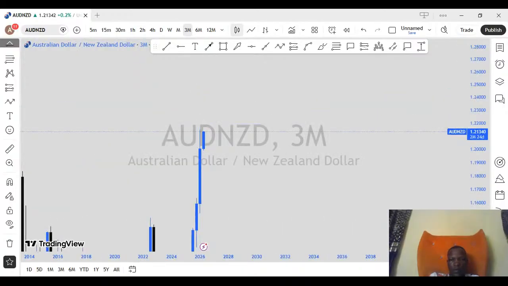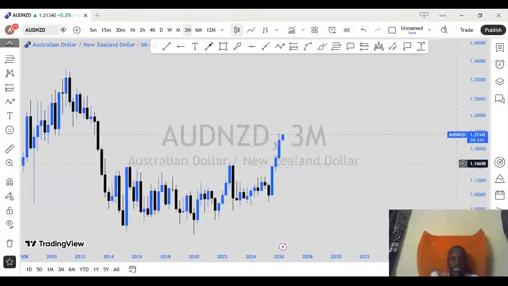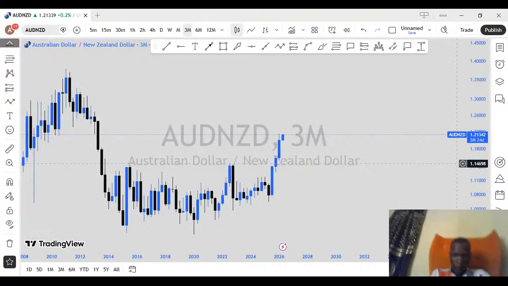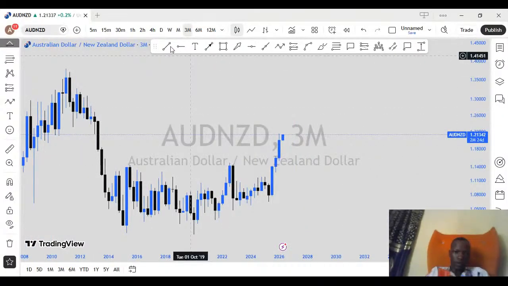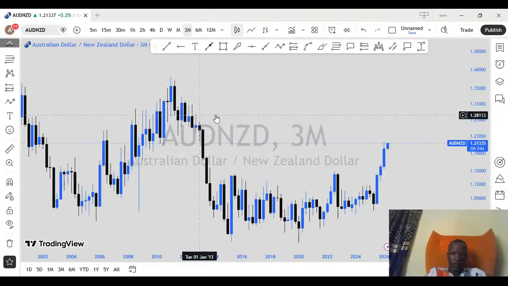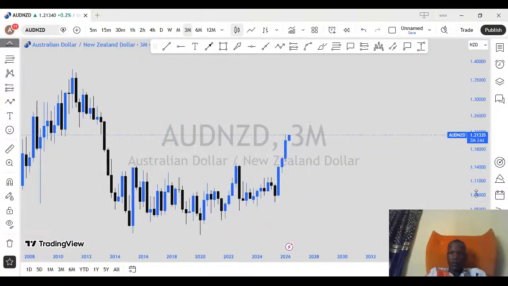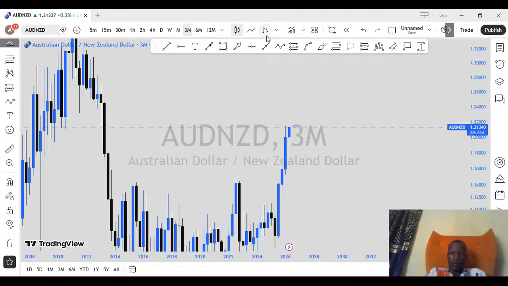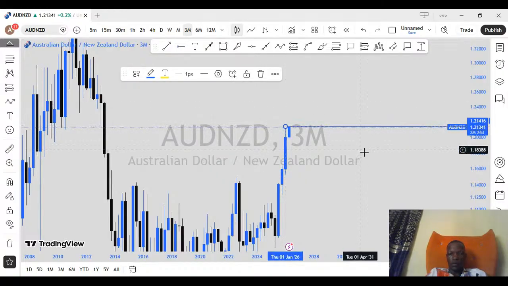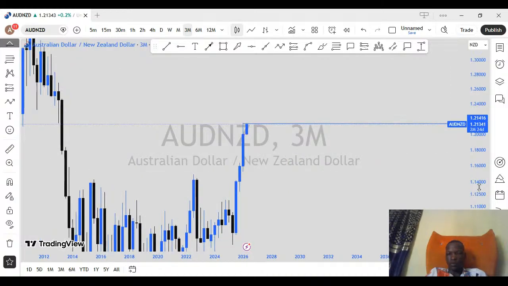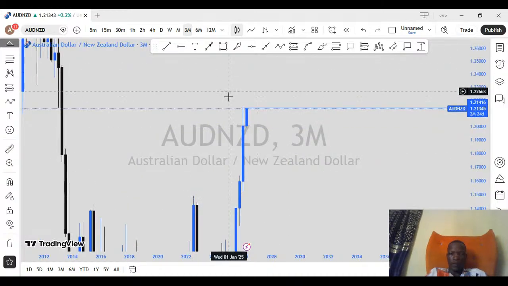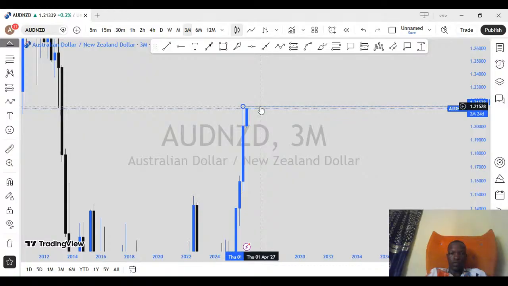On the 3 month time frame, this market is heavily bullish. This market is very, very bullish on this 3 month time frame. So we expect this is the first liquidity, the liquidity that the market is going to. So the market starts from there. We want to see the reaction if the market will sweep this liquidity and come back to close inside.